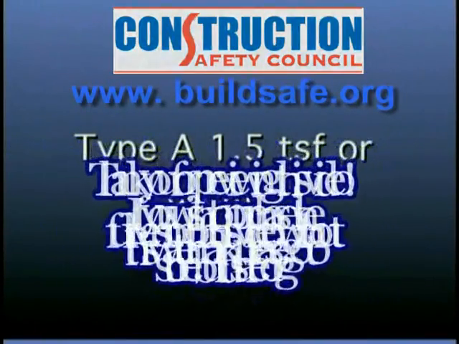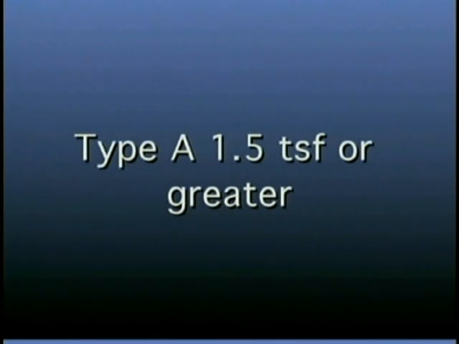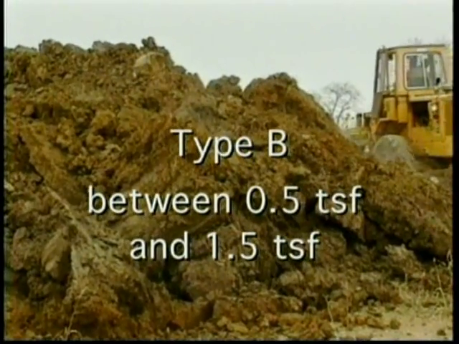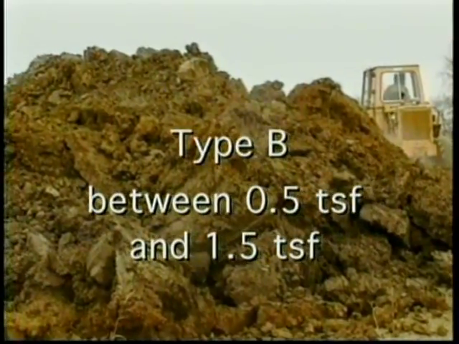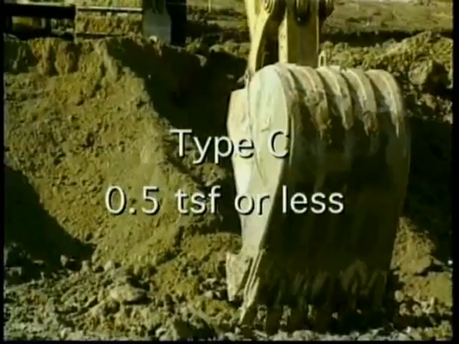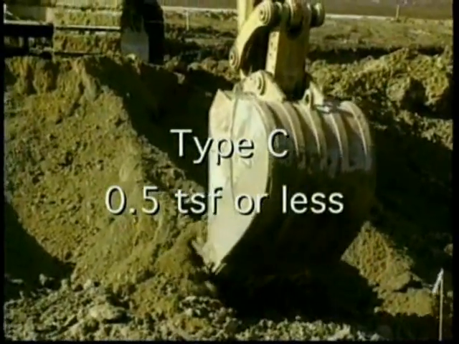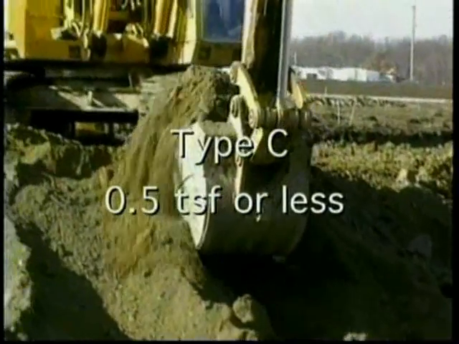Type A soils have unconfined compressive strengths of 1.5 tons per square foot or greater. Type B soils have unconfined compressive strengths less than 1.5 tons per square foot, but greater than 0.5 tons per square foot. Type C soils have unconfined compressive strengths of 0.5 tons per square foot or less.